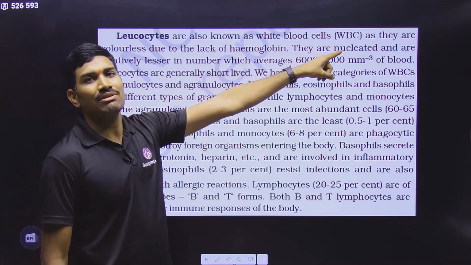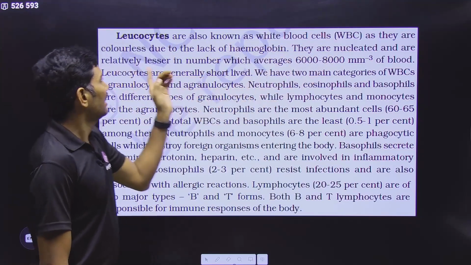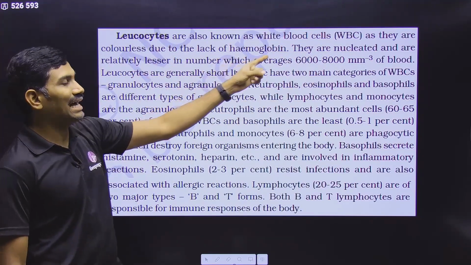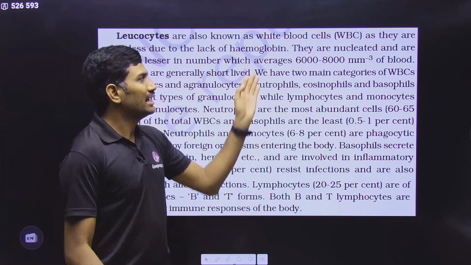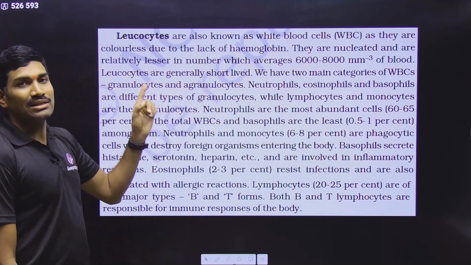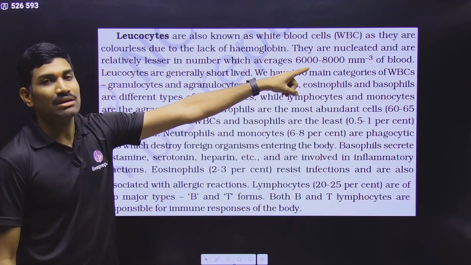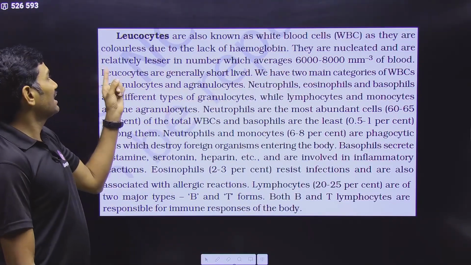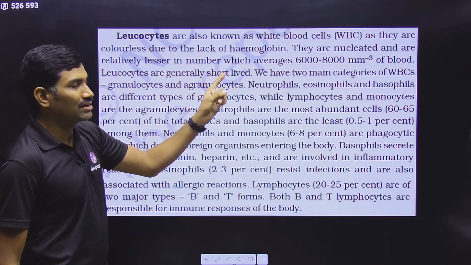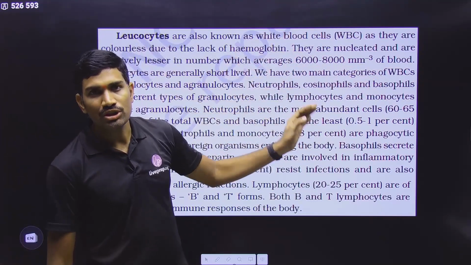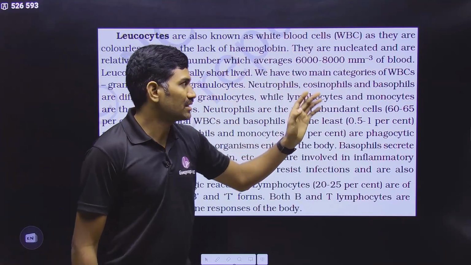Leukocytes are also known as white blood cells, WBCs. They are colorless because they do not have hemoglobin. Due to the lack, lack means what? Absence of hemoglobin. They are nucleated cells, unlike RBCs, which do not have a nucleus. WBCs have a nucleus and are relatively lesser in number. Their average number is 6,000 to 8,000 per cubic millimeter of blood.